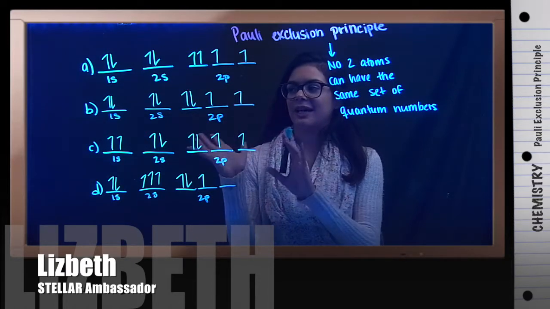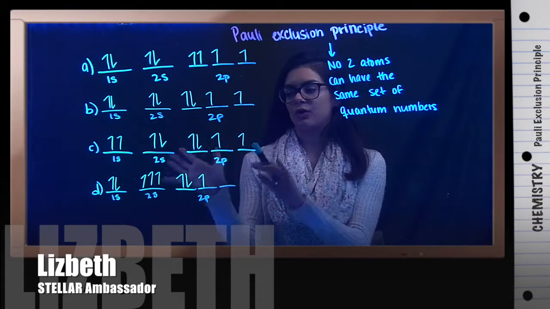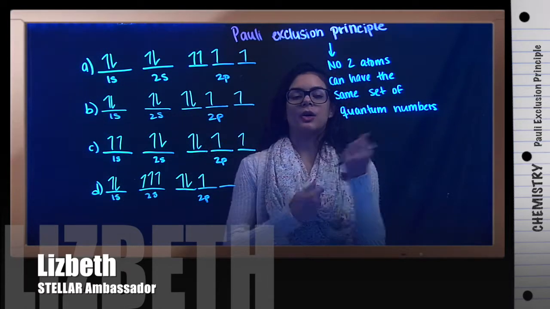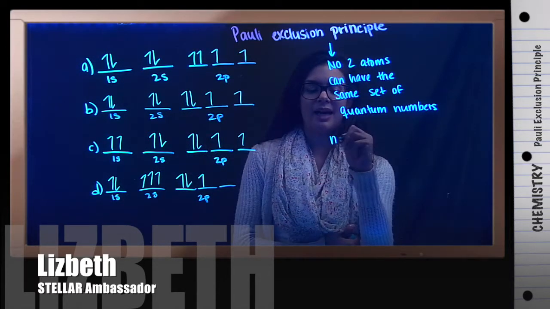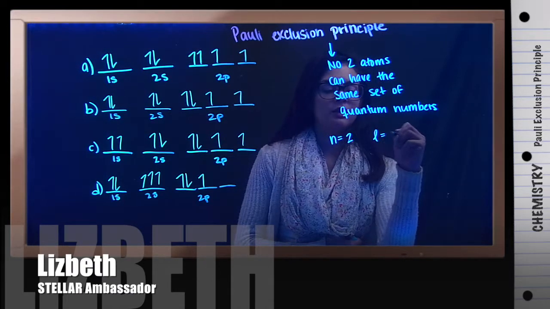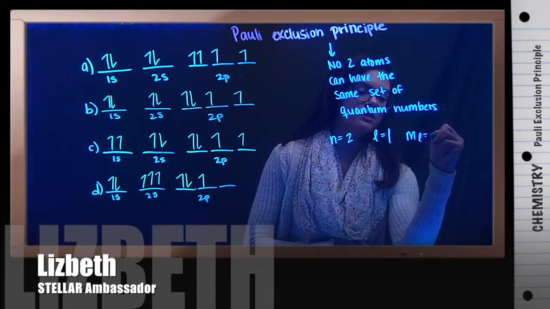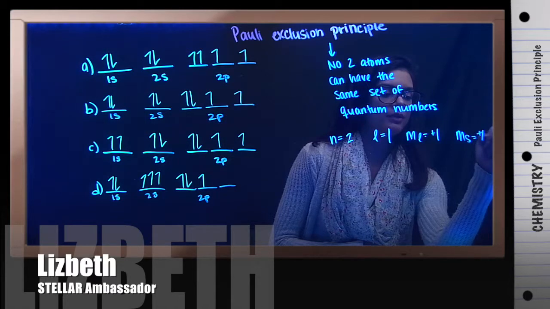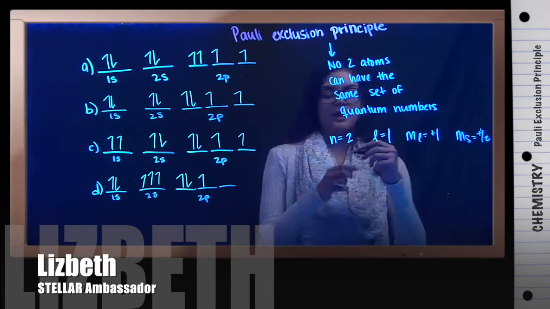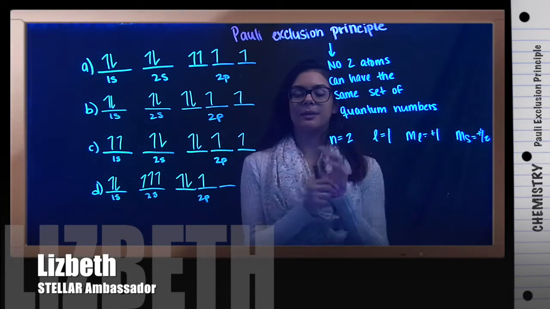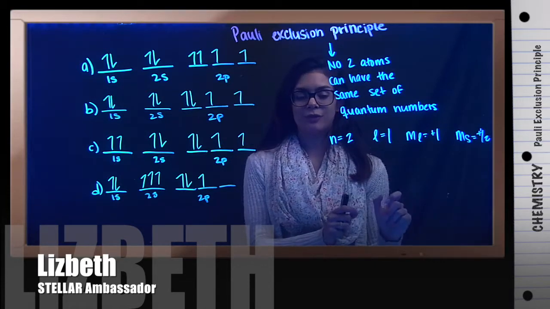And we're going to look at exceptions, or look at what's going on over here that defeats the Pauli exclusion principle. So if I have an atom that has the quantum numbers n equals 2, L equals 1, M sub L equals positive 1, and M sub S equals positive 1/2, that is the only atom on the periodic table that's going to have these four quantum numbers.